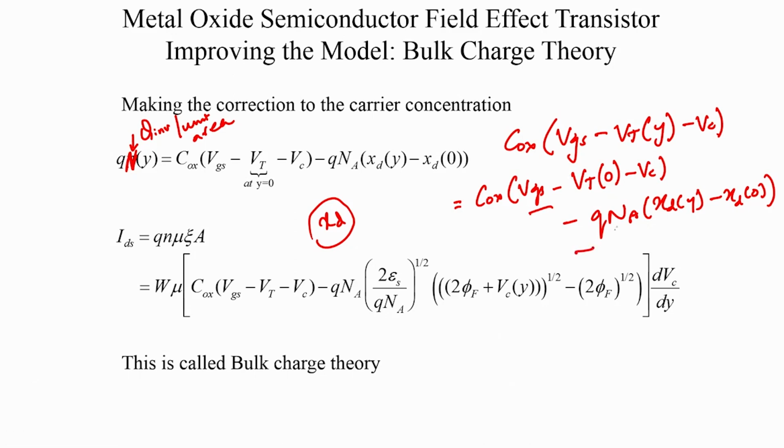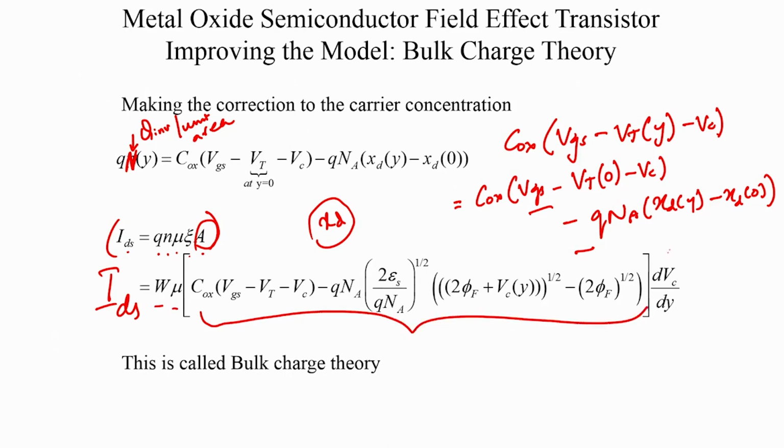And by making this correction, we can now rewrite the differential equation for the drain to source current. We say that IDS is Qn mu electric field into area, where this area is W into H, where the H cancels off, and the differential equation that you need to solve is IDS is equal to W into mu into this particular term into dVc by dy. And what is this term? This term is nothing but your corrected channel charge per unit area, per unit volume, because the H is cancelled off. So, that is the channel charge.